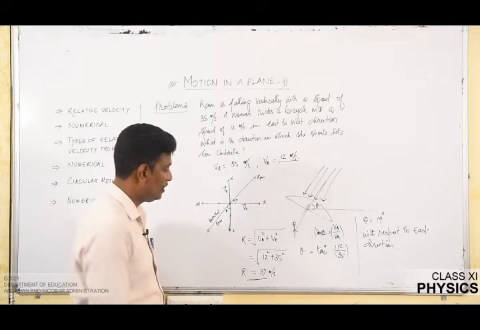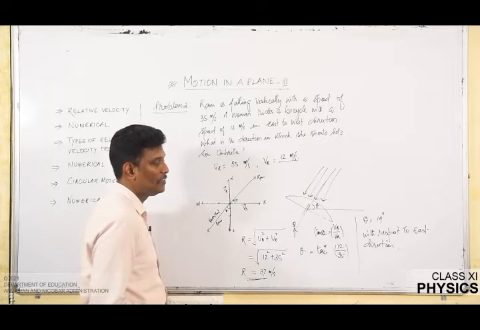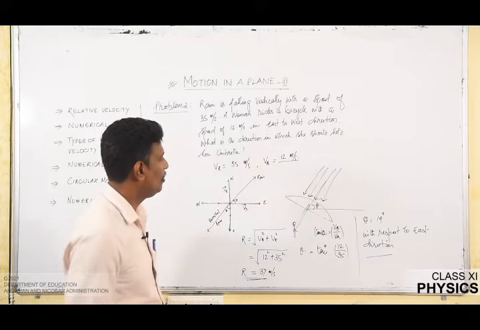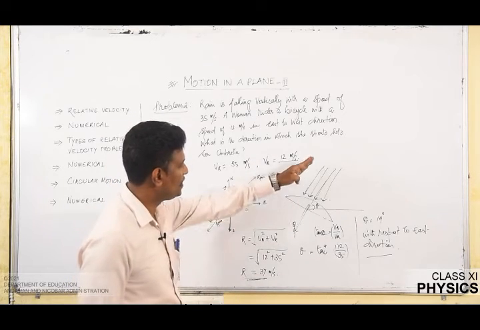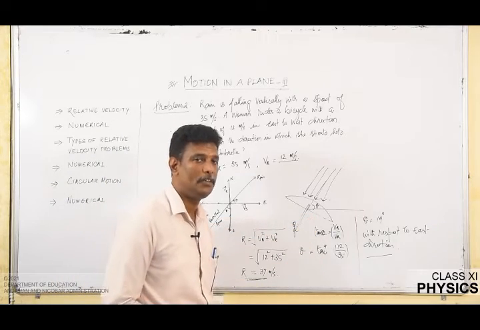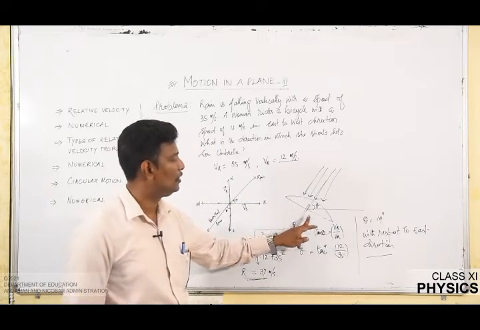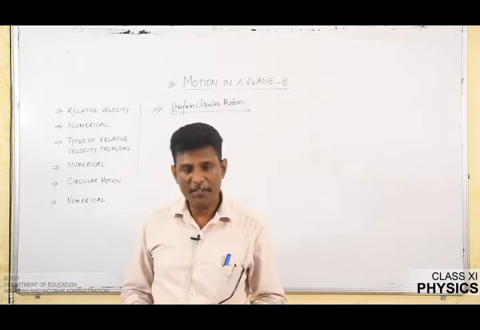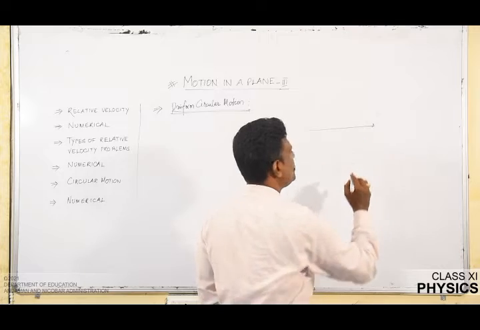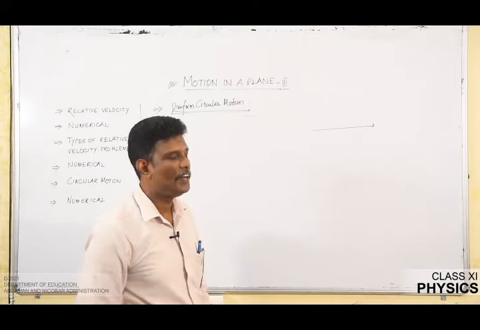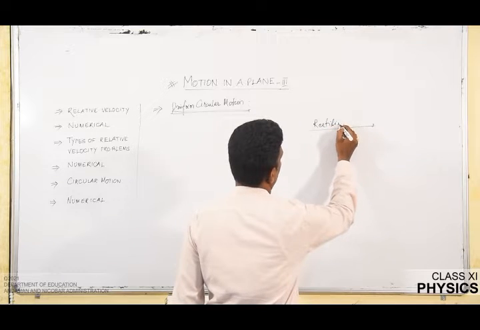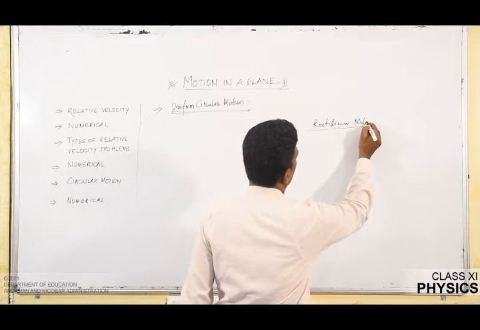So, we have calculated the resultant as well as the direction in which the umbrella is to be held. This is the direction of the rain and this is the direction in which the woman has to hold the umbrella. When an object is moving in a straight line, we studied that, that is rectilinear motion.